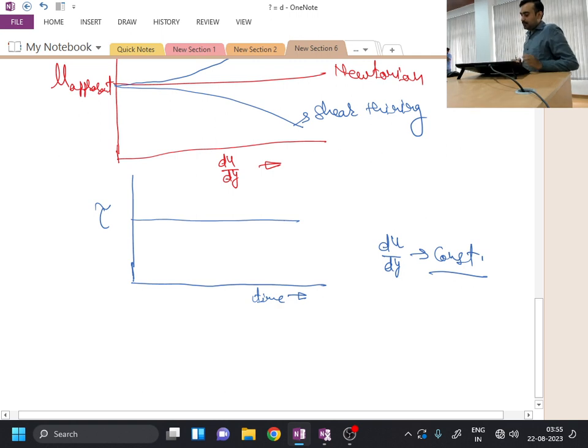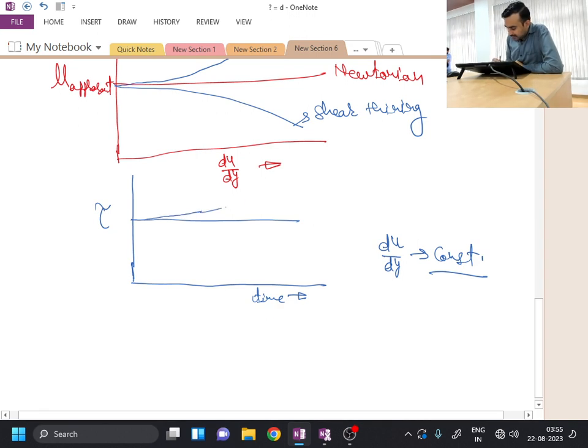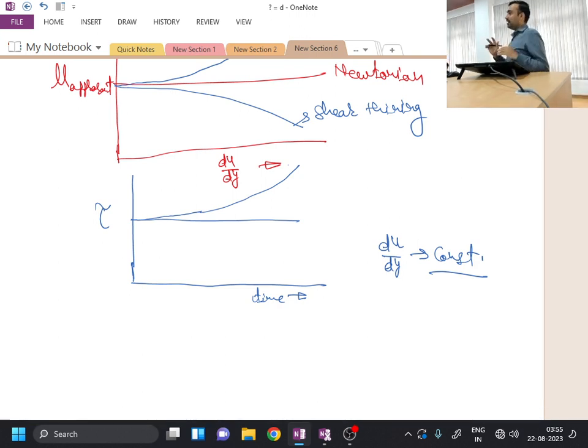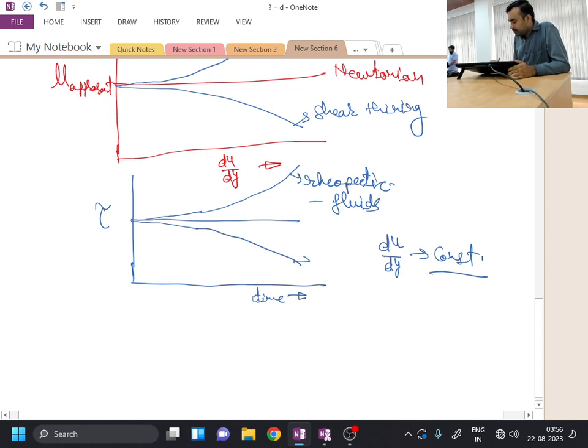But there will be some fluids for which, if I want to maintain the constant shear rate, the shear stress should increase with time. I will have a curve something like this, where shear stress is actually increasing with time. The fluids for which we have to increase the shear stress with time in order to maintain the constant rate of shear strain are called rheopectic fluids. And fluids for which, to maintain the constant shear rate, you have to decrease the shear stress with time are called thixotropic.